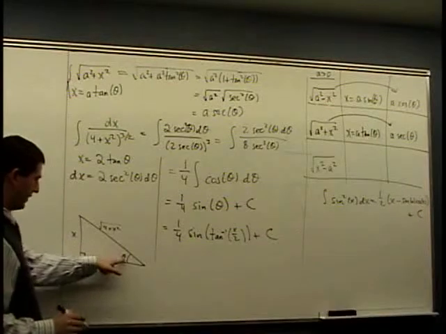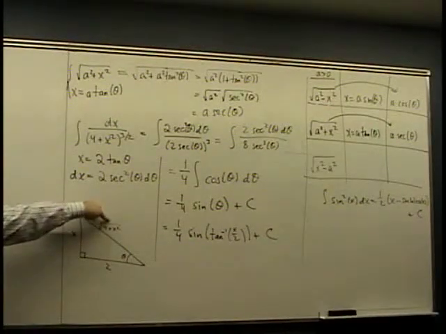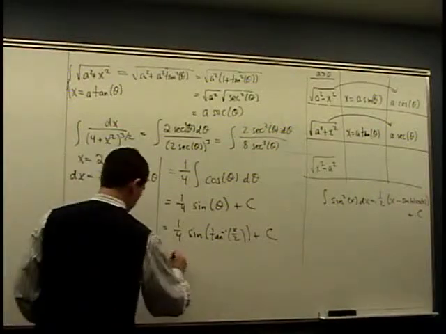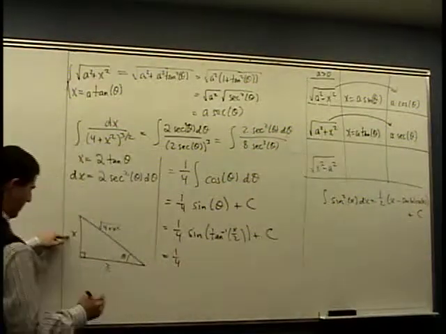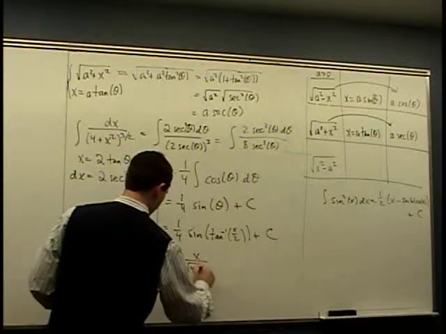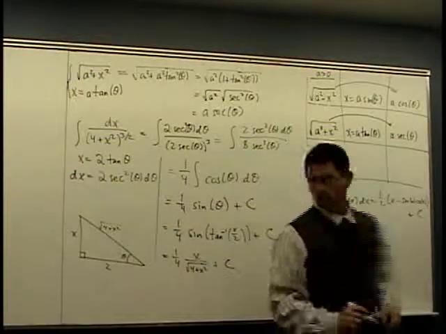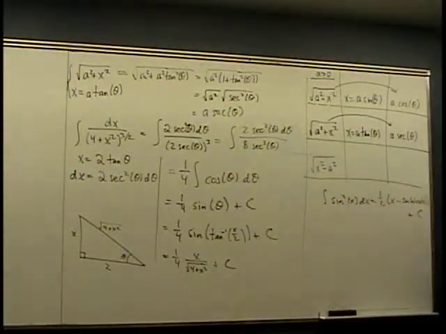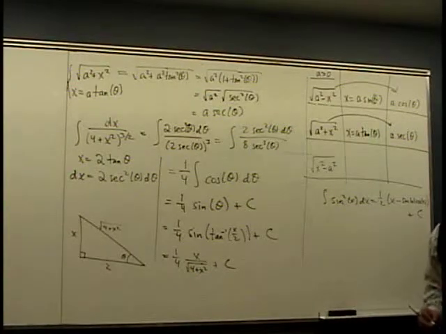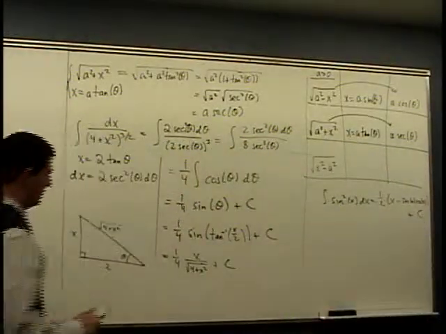And so the sine of this angle would then be the opposite over the hypotenuse. So this would become a fourth, opposite over hypotenuse, so x over square root of 4 plus x squared plus c. Is that right? Yes. Okay.